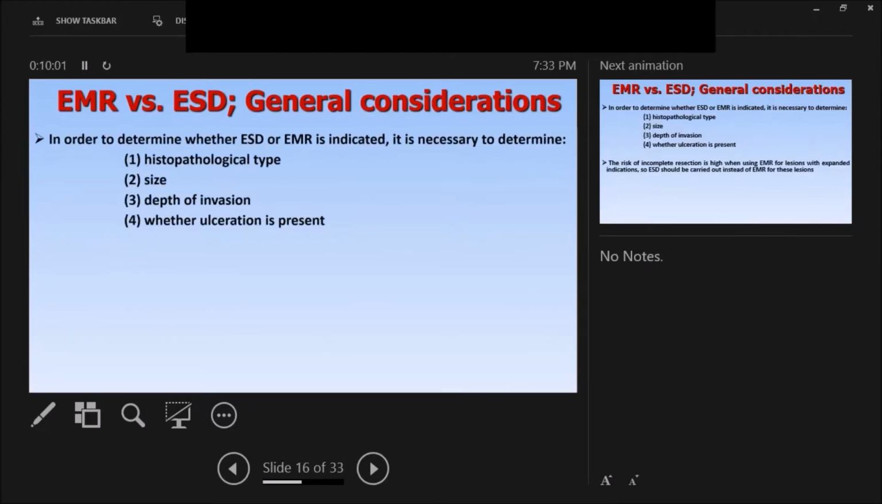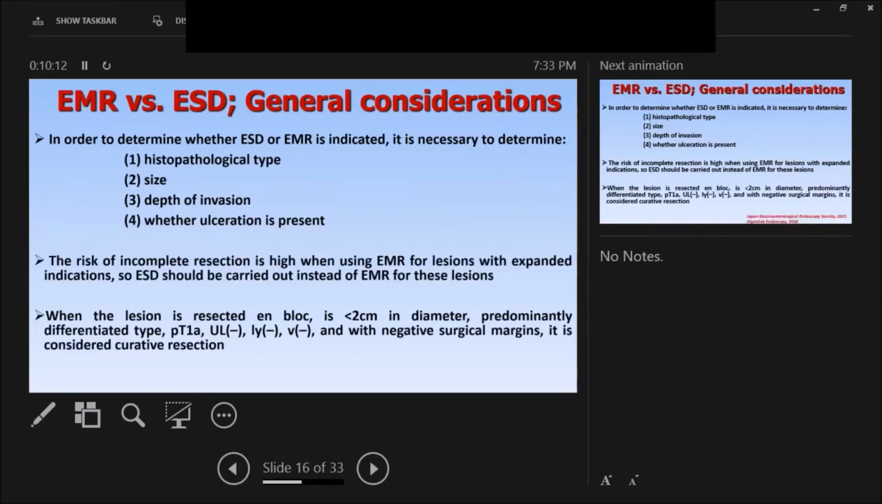In order to determine whether ESD or EMR is indicated, it is necessary to determine the histopathological type, the size, the depth of invasion, and whether ulceration is present or not. The risk of incomplete resection is high when EMR is used for a lesion with expanded indication.